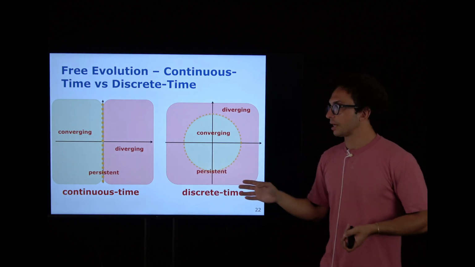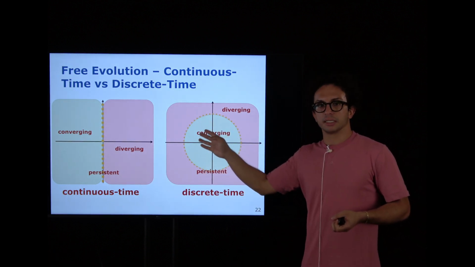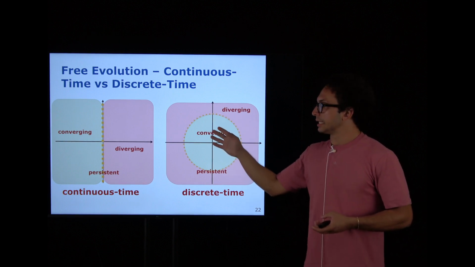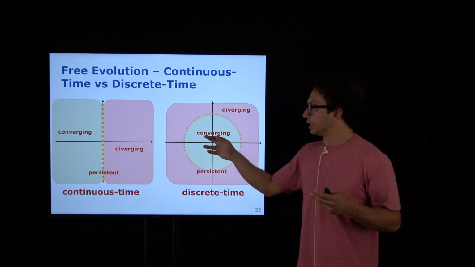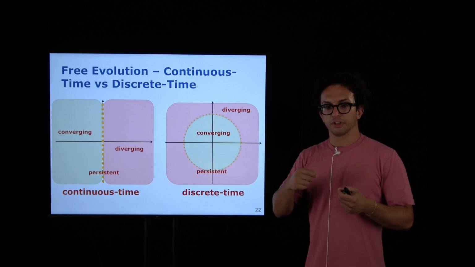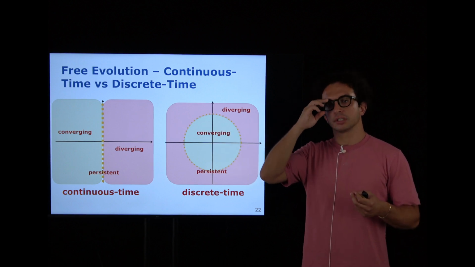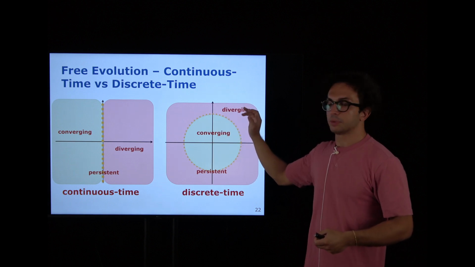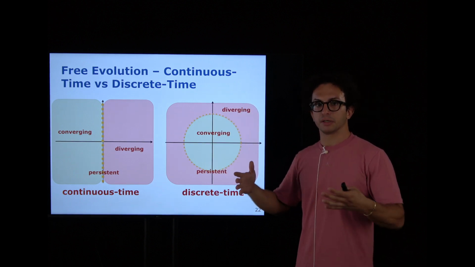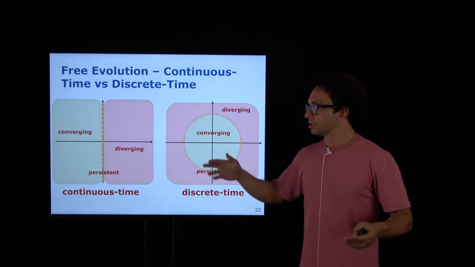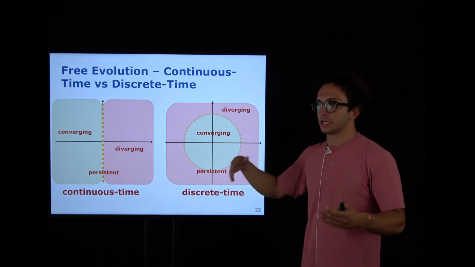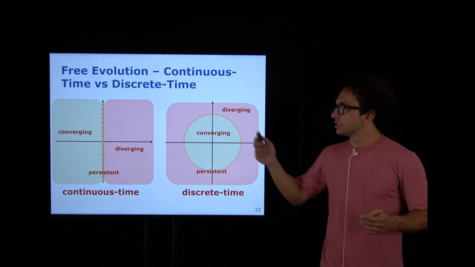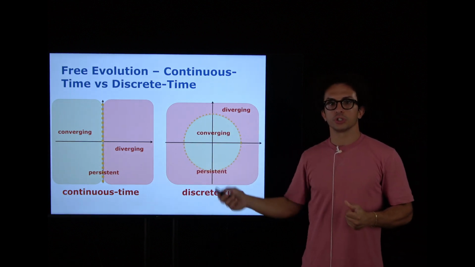On the other hand, for the discrete time system, everything that is inside the unit circle, the circle with radius equal to 1, is converging, because if we have an eigenvalue here, we take it to a power of 2, 3, 4, 5, which is the time increment. This gets smaller and smaller, so it's eventually converging. If we have something bigger, it's diverging, because a number bigger than 1 to a certain power explodes. While if we have 1, or something on the unit circle, then this is the persistent evolution. So this is the main difference between continuous and discrete time.